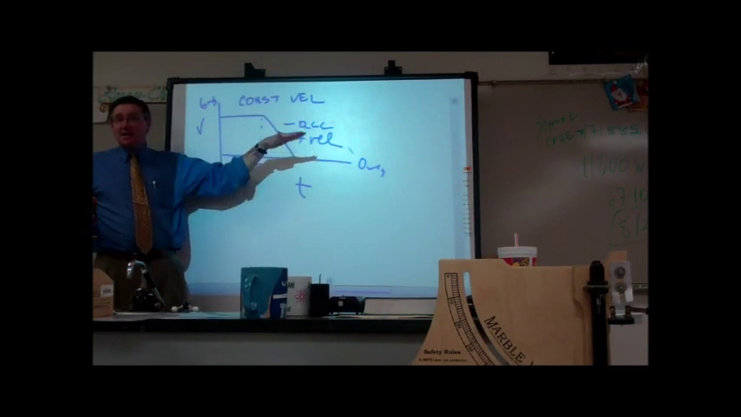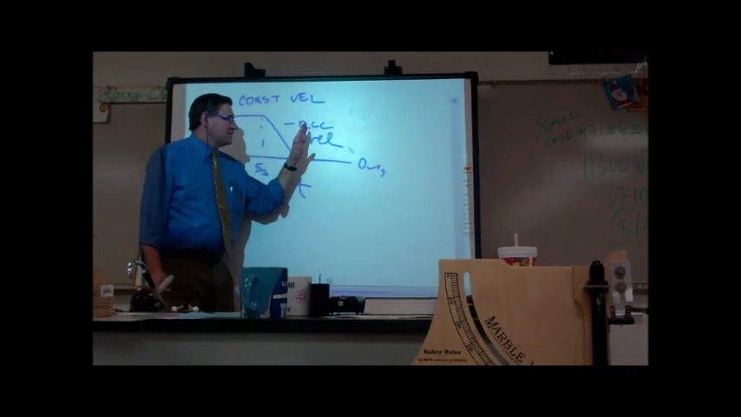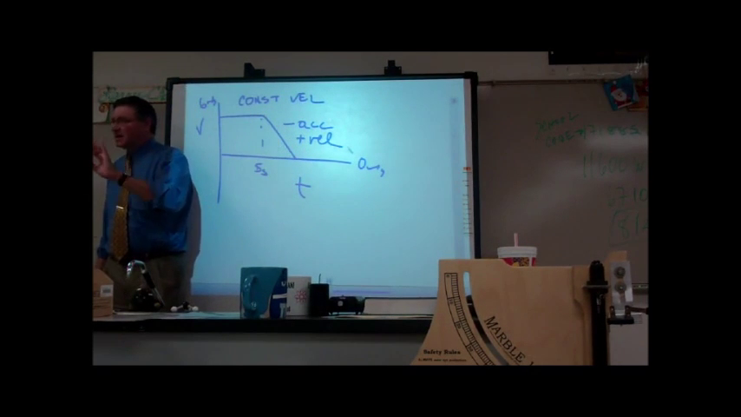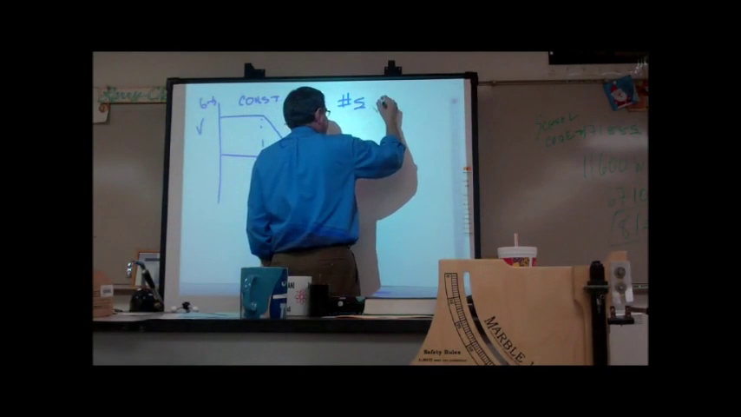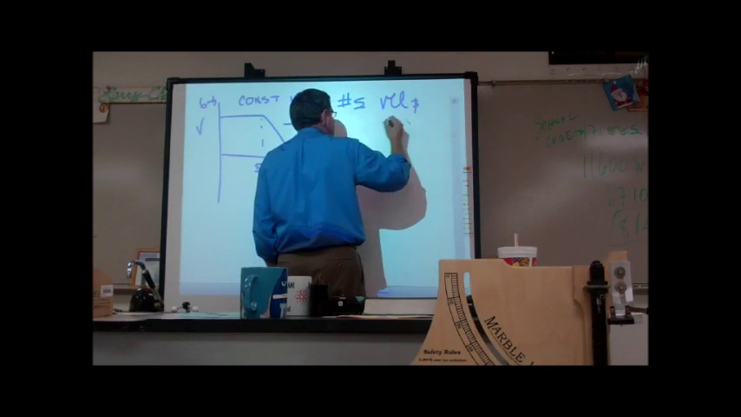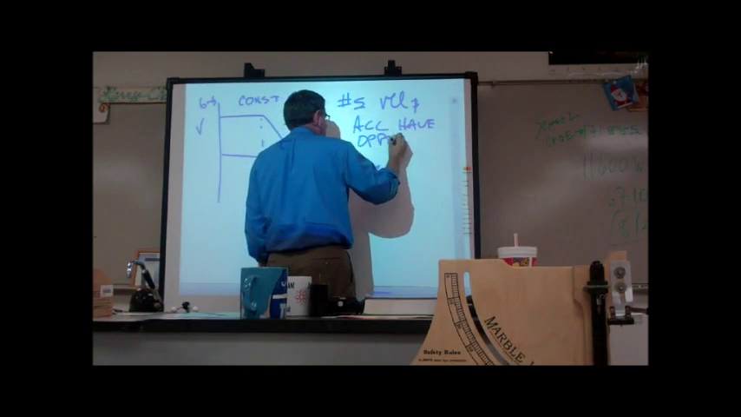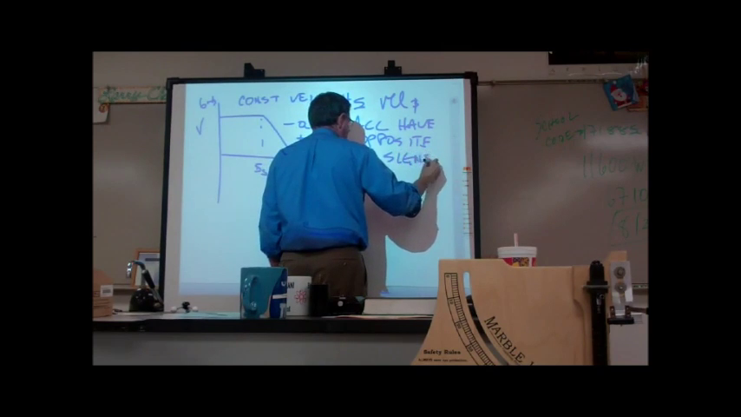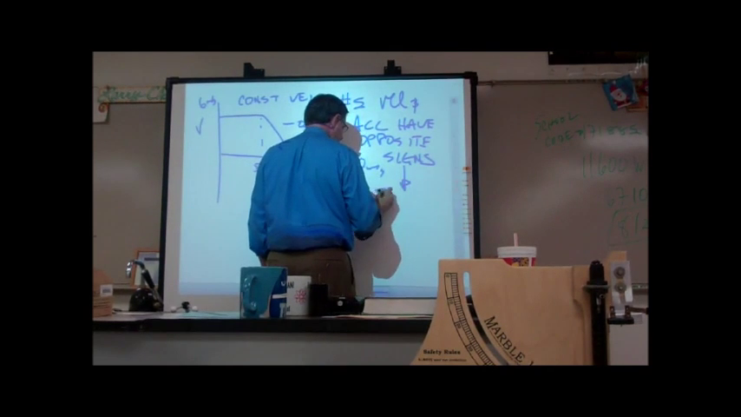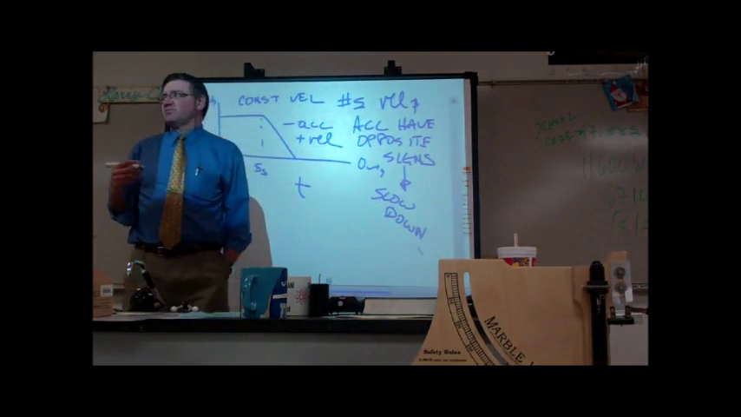So, anytime, here's golden rule number 5. Golden rule number 5. If velocity and acceleration have opposite signs, you slow down. So, number 5 is this. If velocity and acceleration have opposite signs, that means that you slow down. Okay? There is no exceptions to this whatsoever.